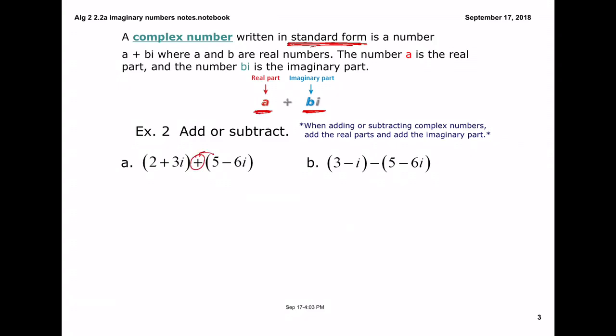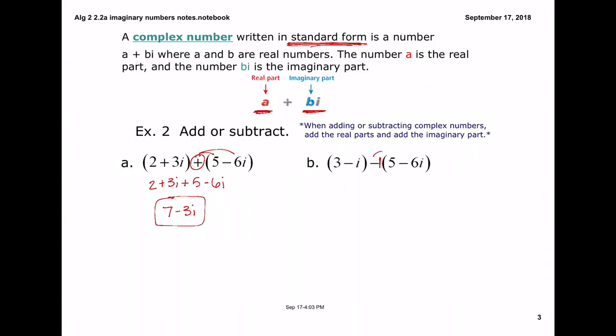So when adding, if we distribute a positive 1, it does not change what's in our parentheses. 2 plus 5 is 7. 3i minus 6i is negative 3i. We have our real part first, our imaginary part second, and we're finished.